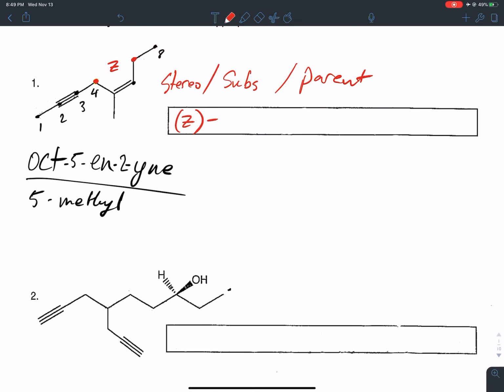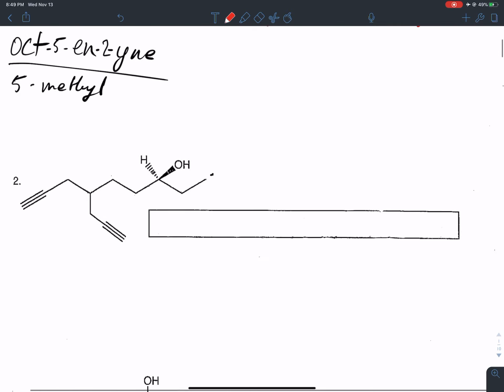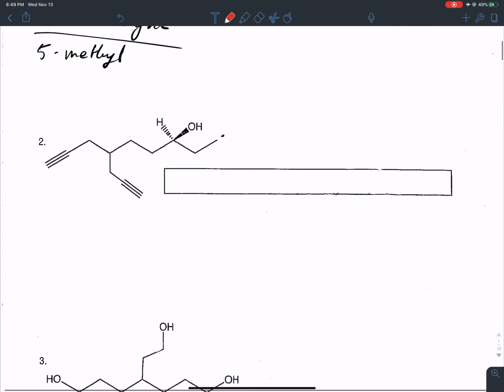So we're going to put 5-methyl, oct, 5-ene, 2-yne. And that's that. If you have questions about that, raise your hand. And people will come, for sure.